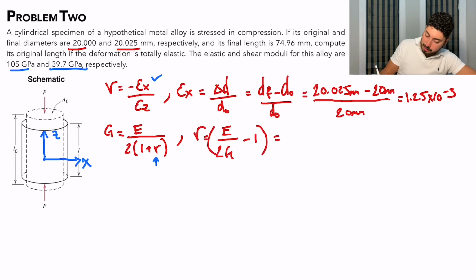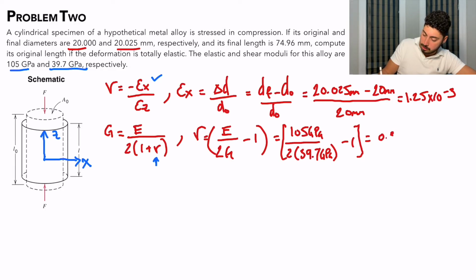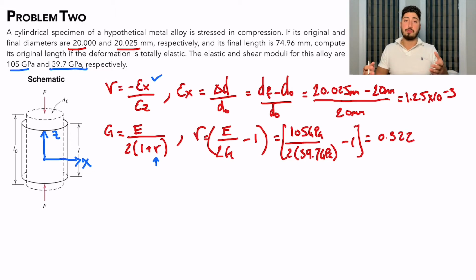So let's substitute our values. So we have 105 gigapascals divided by 2 times 39.7 gigapascals, minus 1. And that's going to yield a value of approximately 0.322. It's important to note that Poisson's ratio is in fact a ratio and therefore it is unitless.